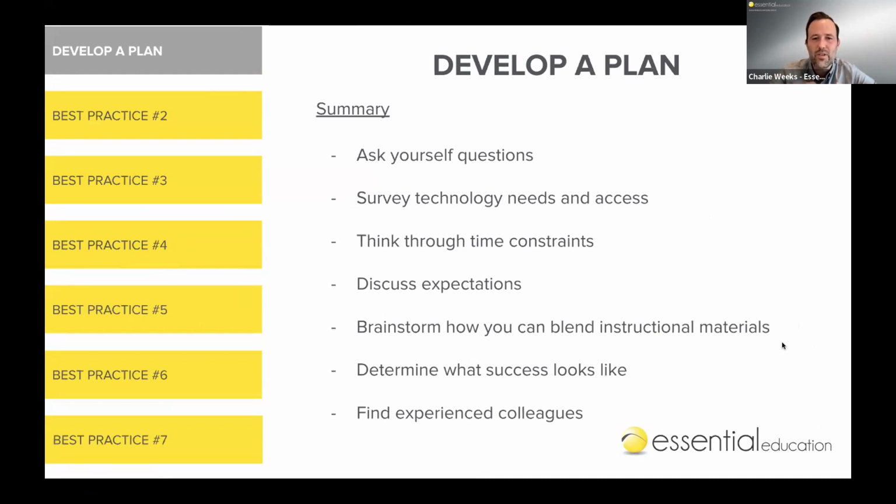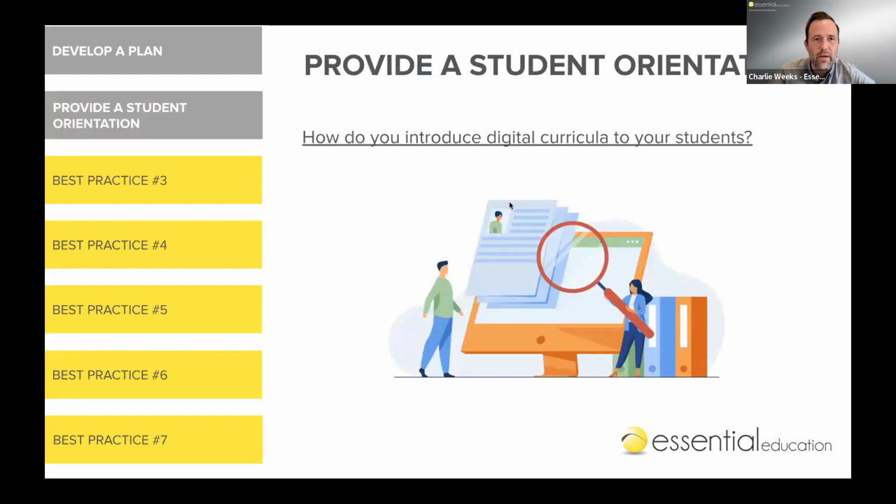Determine what success looks like. Those are the success measures. And then finally, find other people you work with who have done something like this. It could be specifically with the same resource, or it could be something similar, and ask them, how have you done this? What did it look like? What worked? What didn't work? So we're going to keep going here.